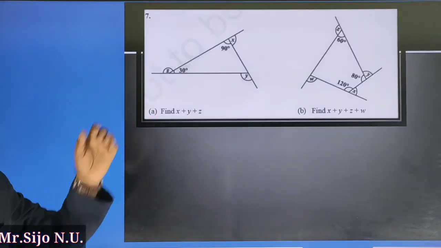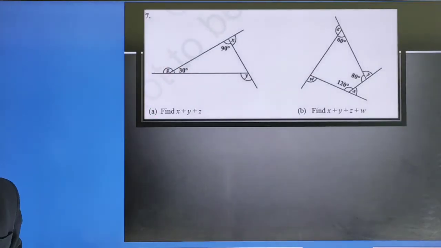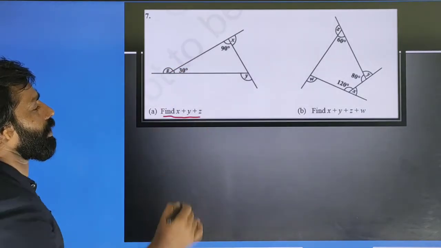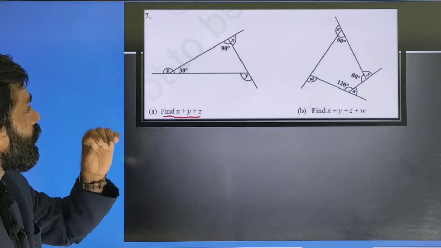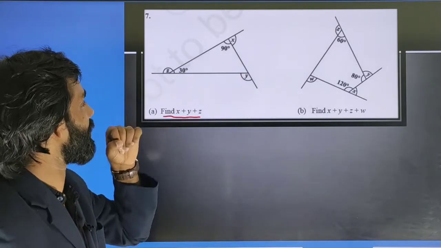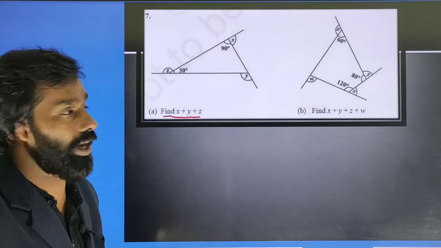Yes, here is the 7th question, the last question of this exercise. Here some figure is given. So we need to find x plus y plus z. Right? Here this is x, y and z. We know these all are exterior angles, right?